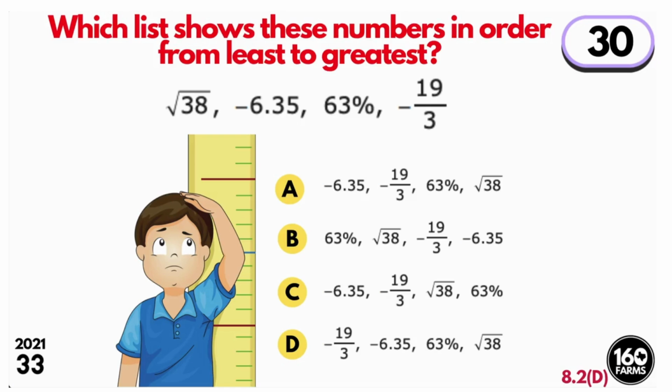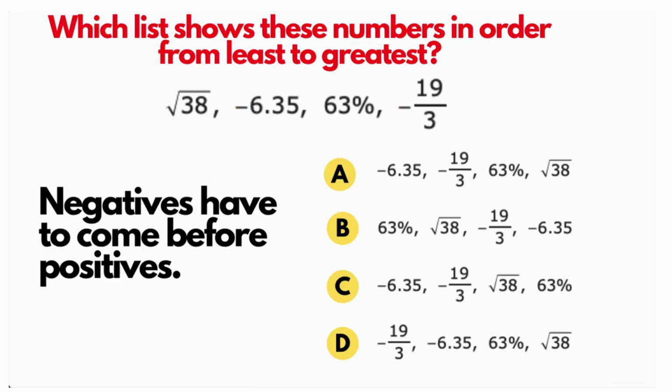Number 33, which list shows these numbers in order from least to greatest? We're working with a lot of different rational numbers here, positive and negative, but the key here is least to greatest. So we know that negative values will have less value than positive values. So if we are going least to greatest, we need to look at our list and see if there's anything negative, and those values will come first.